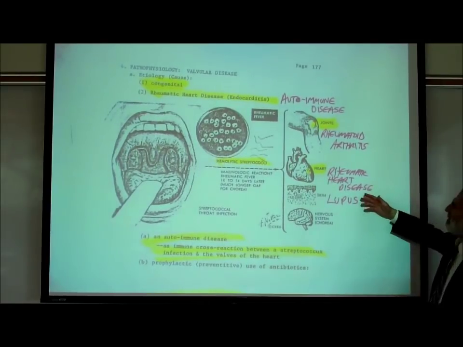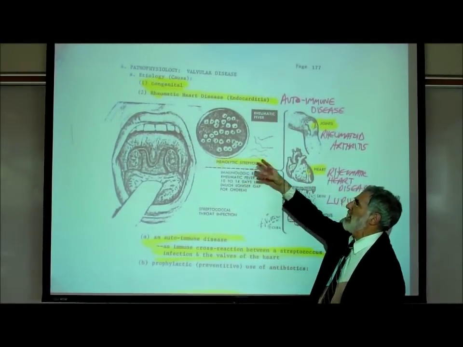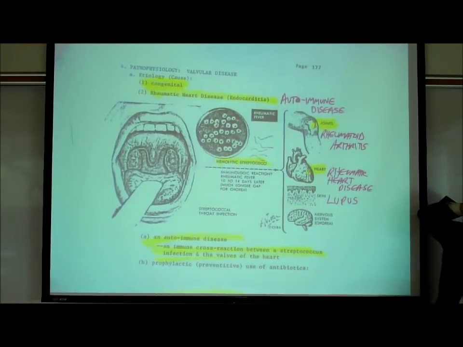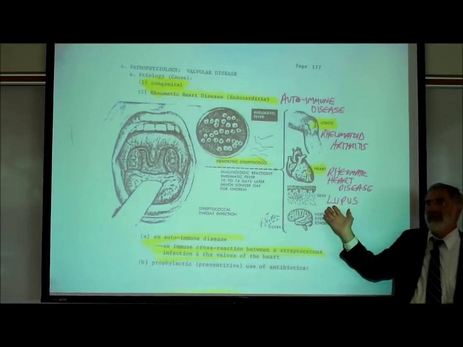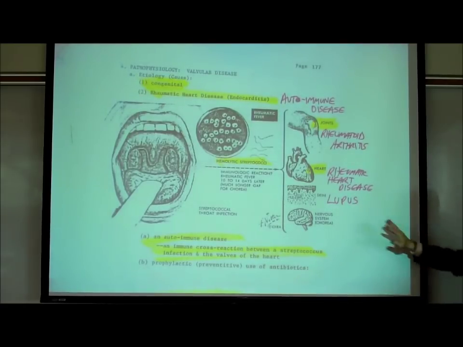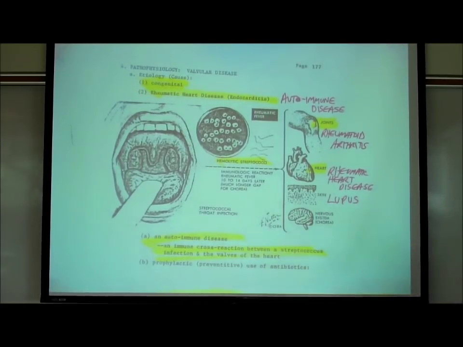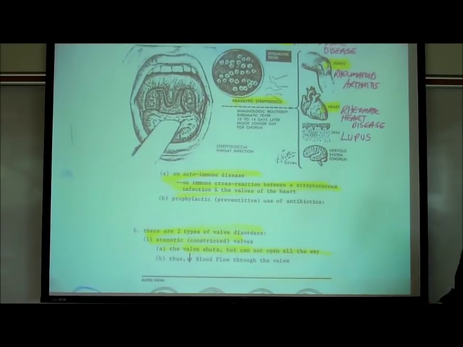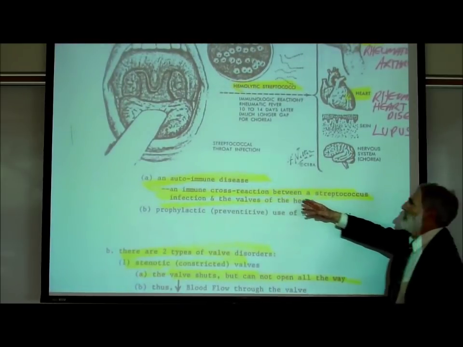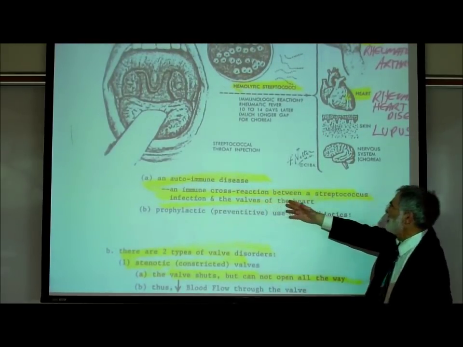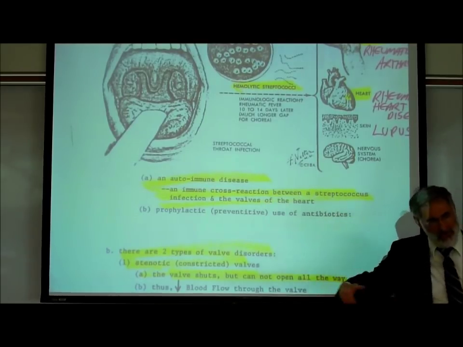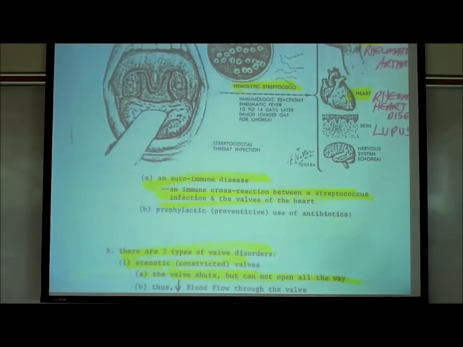Now, in fact, streptococci bacteria seem to be not only the trigger for rheumatic heart disease, but also rheumatoid arthritis, which is an autoimmune attack on the synovial joints, as well as lupus erythematosus, which is an autoimmune attack on the skin, as well as another autoimmune disease of the brain that I'm not going to get into. So here, the way I wrote this, rheumatic heart disease is where there's a cross-reaction between the streptococcus infection and the valves of the heart. So this is one of the cases where they will prophylactically, or preventatively, give antibiotics.